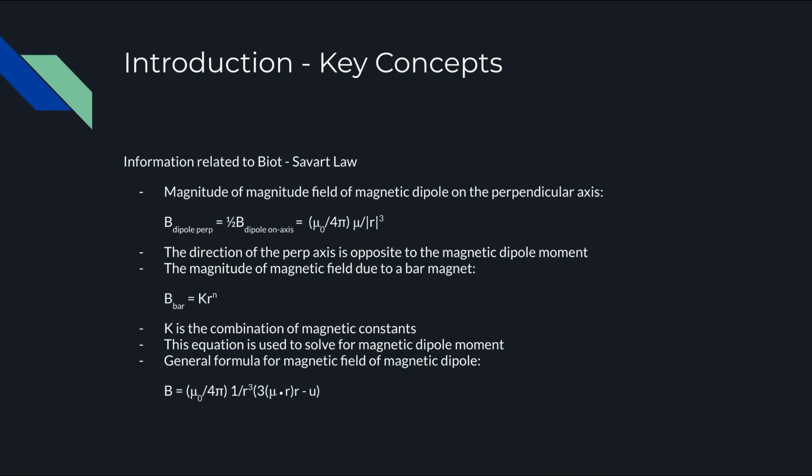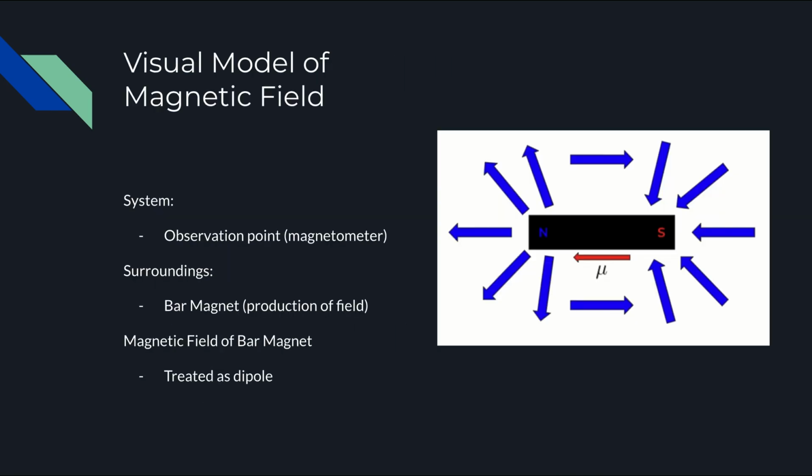Some more information. The magnitude of the magnetic field of the magnetic dipole on the perpendicular axis is as follows. The direction on the perpendicular axis is opposite to the magnetic dipole moment. The magnitude of the magnetic field due to the bar magnet is as follows. K is the combination of magnetic constants, and the equation is used to solve for the magnetic dipole moment, and the general formula for the magnetic field of the dipole moment is the following.